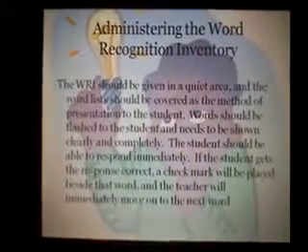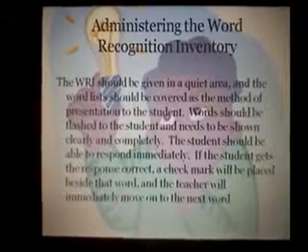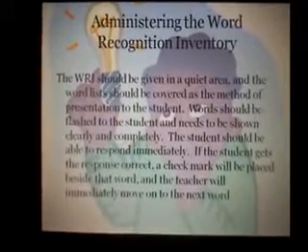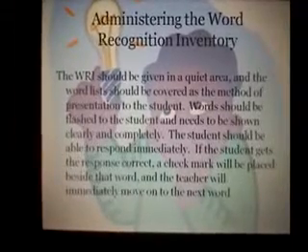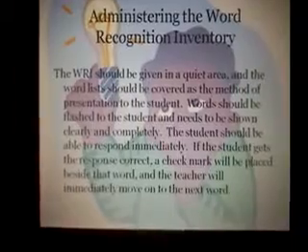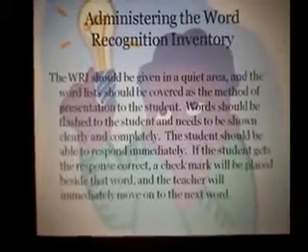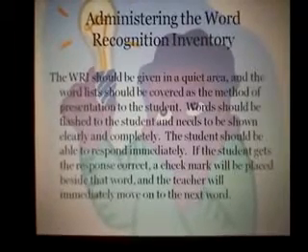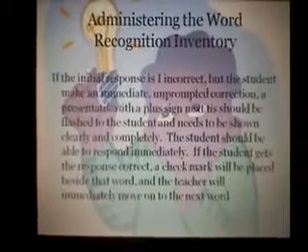Administering the word recognition inventory. The WRI should be given in a quiet area, and the word list should be covered as the method of presentation to the student. Words should be flashed to the student and need to be shown clearly and completely. The student should be able to respond immediately. If the student gets the response correct, a check mark will be placed beside that word, and the teacher will immediately move on to the next word.